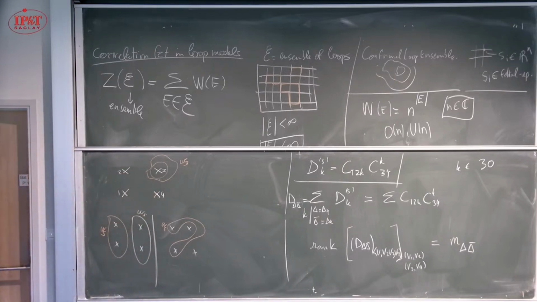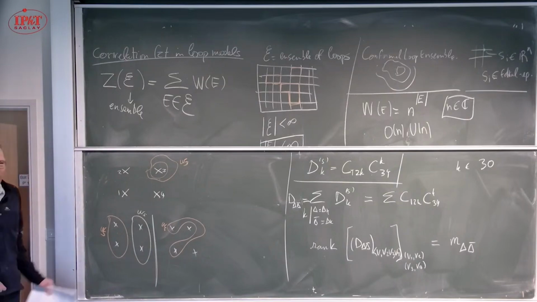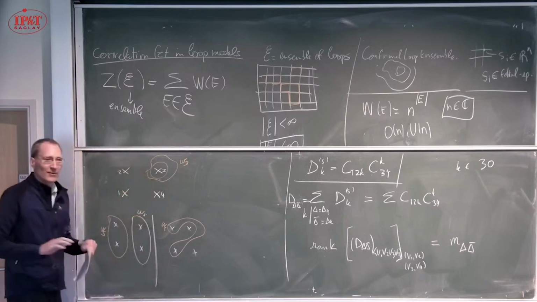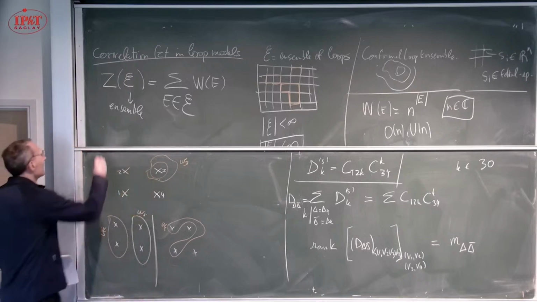Just to be sure, do you allow self-intersection in the loop or not? No. So that's the basic assumption, which I forgot to say explicitly. Loops do not intersect, either with other loops or with themselves. So no.